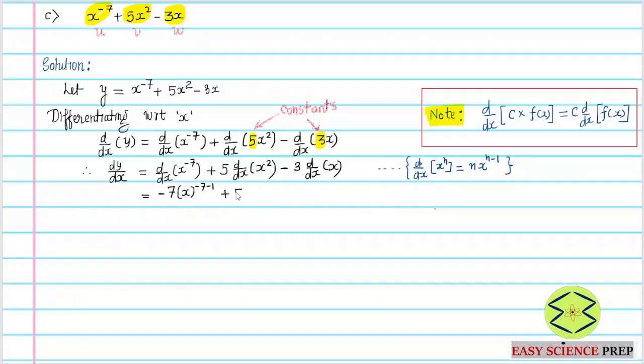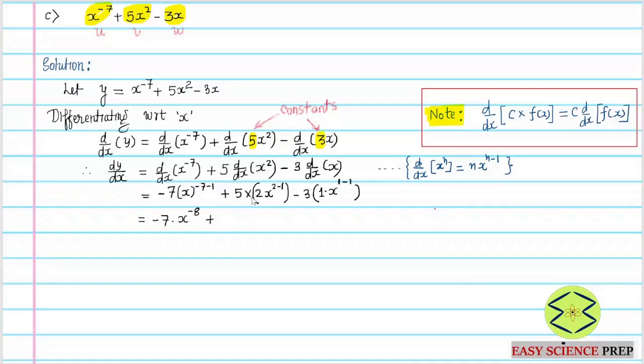5 constant as it is. I have applied x raised to n for x square, so 2 times x raised to 2 minus 1. For the derivative of x, x has power 1, so 1 times x raised to 1 minus 1. That degree 1 I have taken here, and then the degree becomes n minus 1, which is 1 minus 1. So you will see here minus 7 times x raised to minus 8.